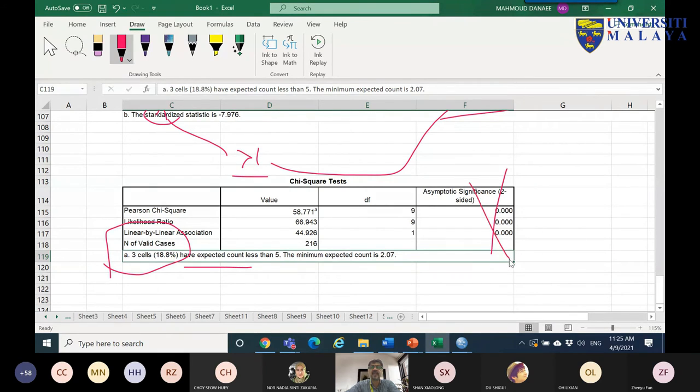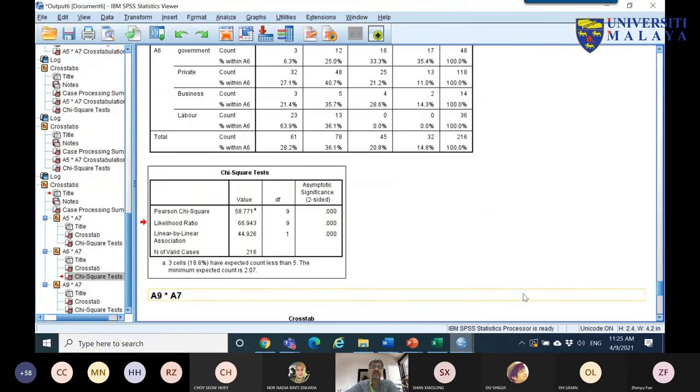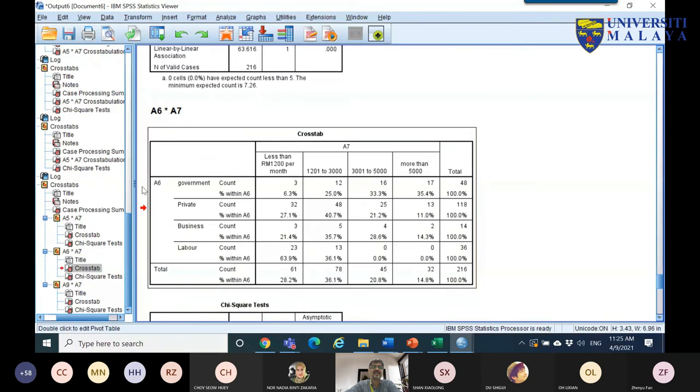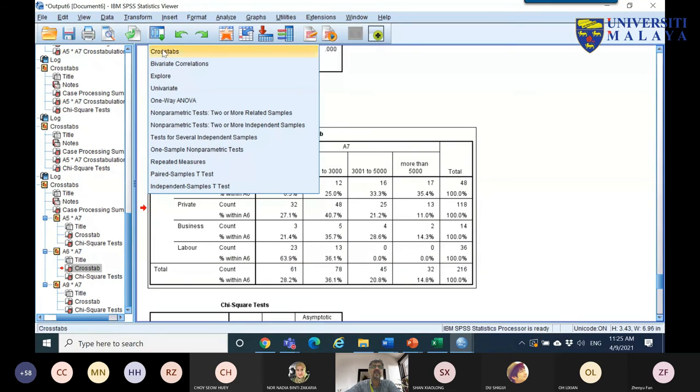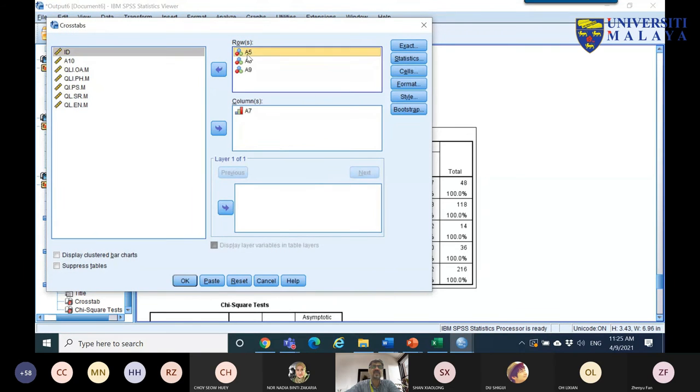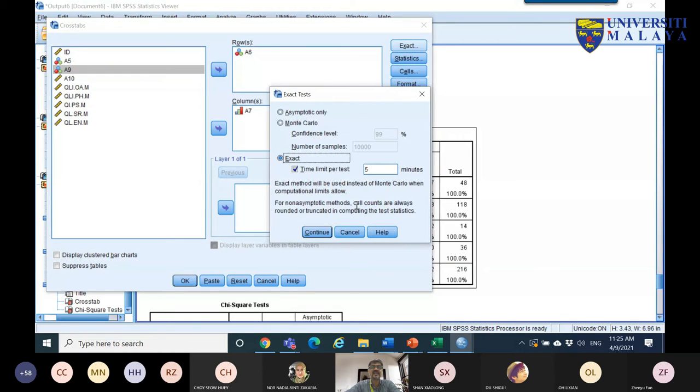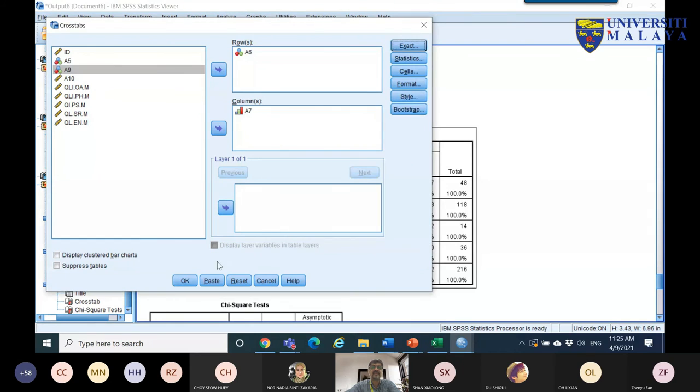Can I report this p-value? No. What do I need to do? For the relationship between A6 and A7, I need to run the exact test. So for A6 and A7, I need to run the exact test. Sometimes you can limit the time to 2 minutes.